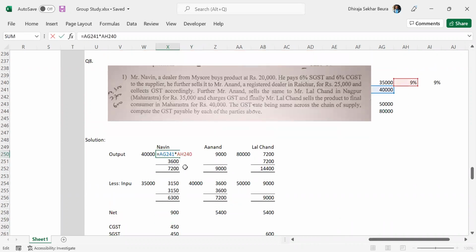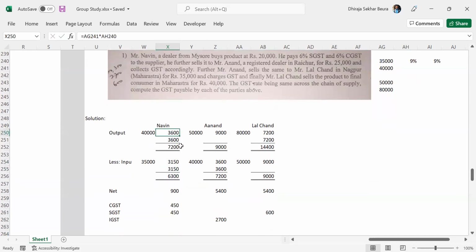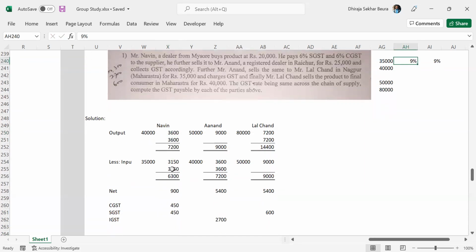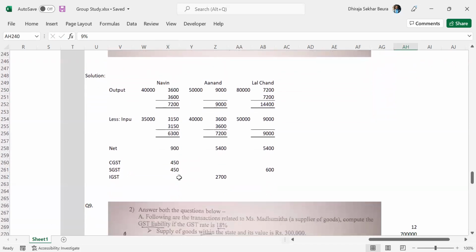35,000 into 6%, right? So 35,000 into 6% is your input tax credit, right? Correct. Liability is 40,000 into 9%. Sorry, not 6%, 9%, right? Oh, sorry, I took it 6%. I have changed that. My bad. Yeah. No problem. My bad.